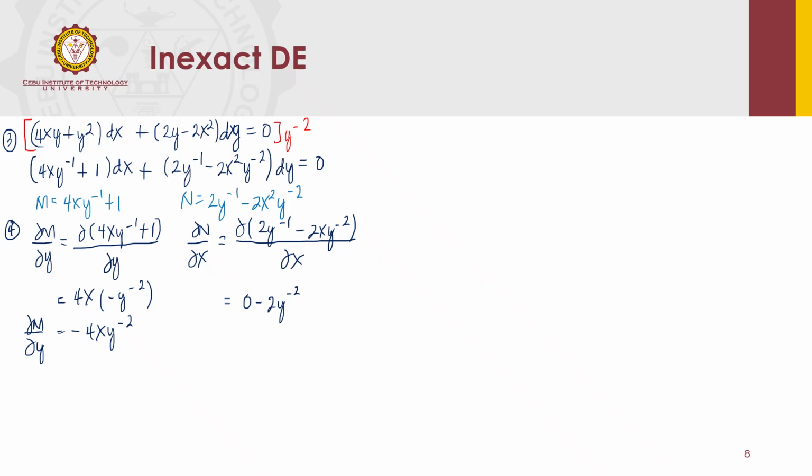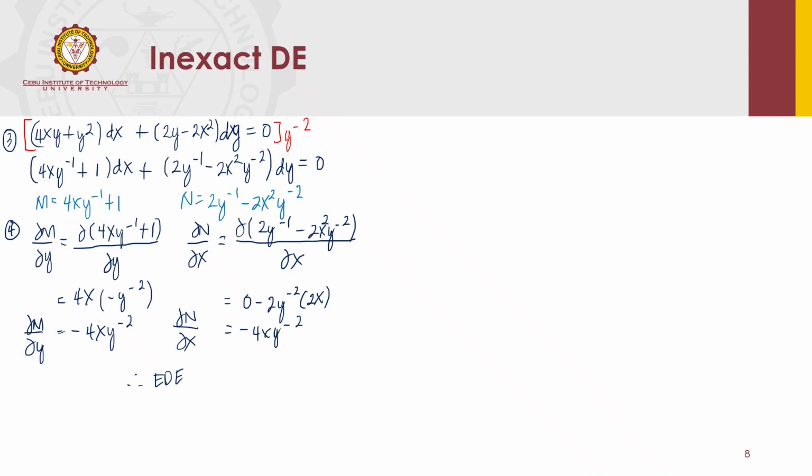Okay. So this is supposed to be squared. So the constant will be multiplied by the derivative of x squared, which is 2x. So it's negative 4xy raised to the power of negative 2. So since the two are equal, then this is already an exact differential equation.